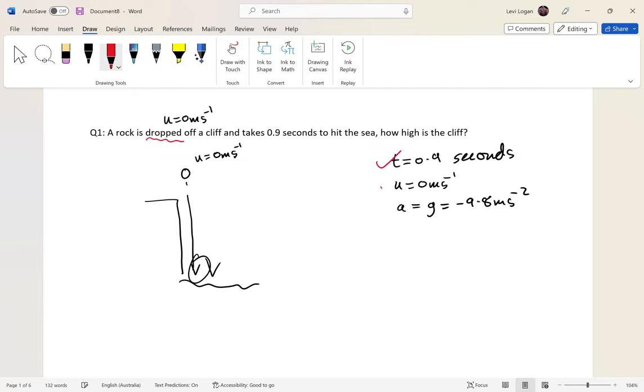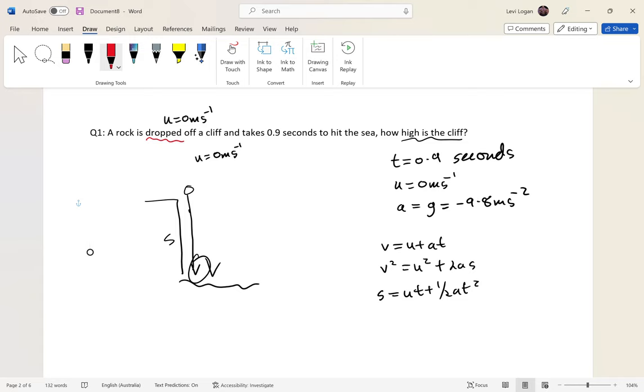We have 3, so that means we can find the other 2, but this question only asks how high the cliff is, so all we've got to do is find its distance. It says the rock is dropped off a cliff, so the rock was dropped right here at the height of the cliff. I hope you got a good picture in your mind. Now we've got to do the math. First we're going to write out our equations: v equals u plus at, v squared equals u squared plus 2as, and s equals ut plus a half at squared. So what do we have?